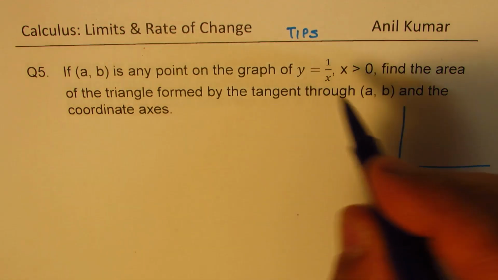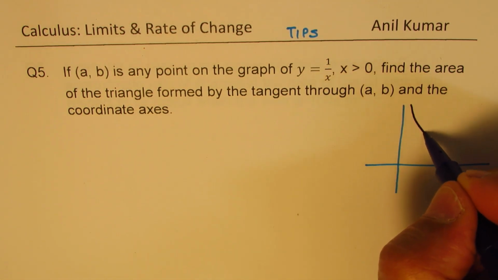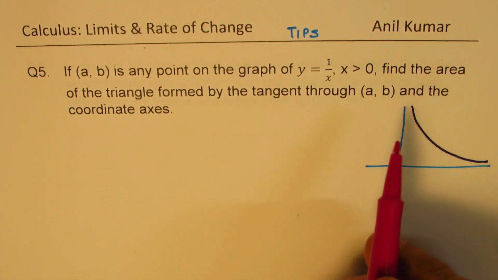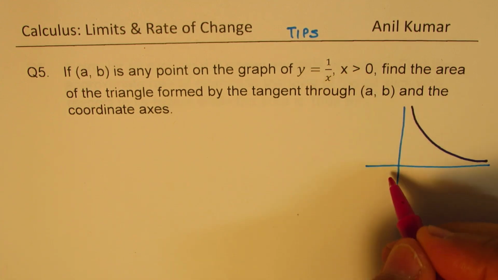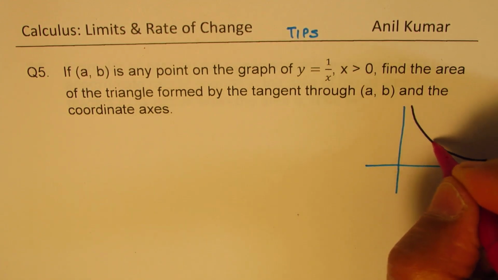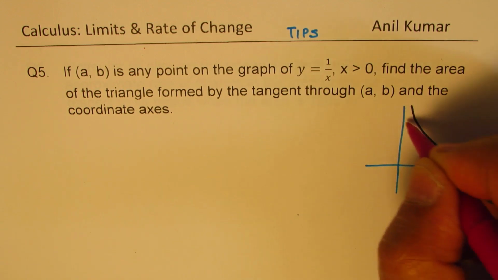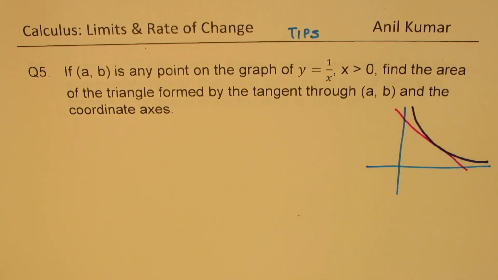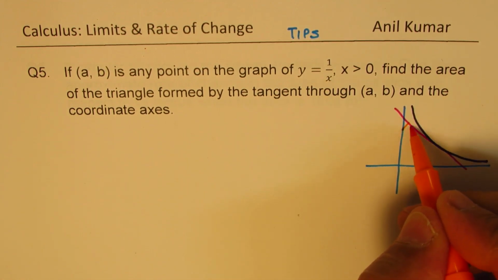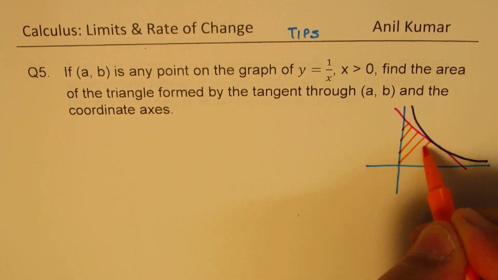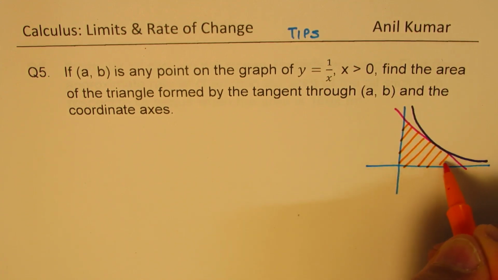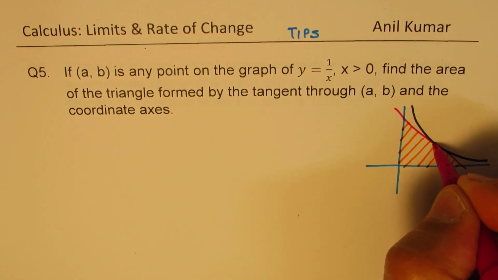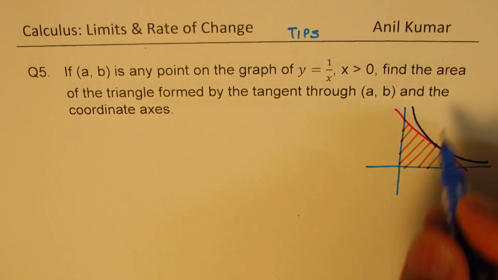So what we have is a graph of 1 over x, which will be kind of like this, right? So that's the graph of 1 over x. We are considering x is greater than 0, right? So let there be any point on this. Let me draw a tangent line. Let's say that is the tangent line, okay. Now we want to find the area formed by this tangent and the coordinate axes, right? So that area we are interested in finding out. We have a point here which is A, B.